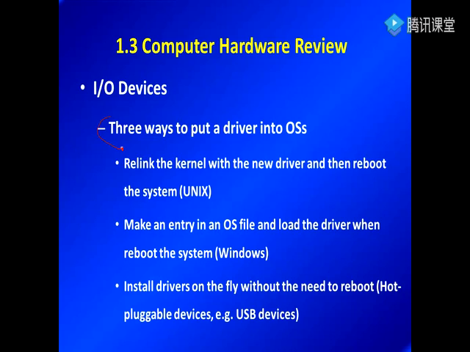So the manufacturer just provides different drivers for different operating systems. When you buy a device, you have to build the connection between the driver and the operating system on your computer. So you can take a quick look at these three ways to put a driver into the OS. After that, you can use that input device or output device to do anything.